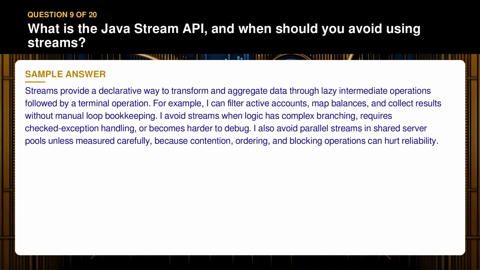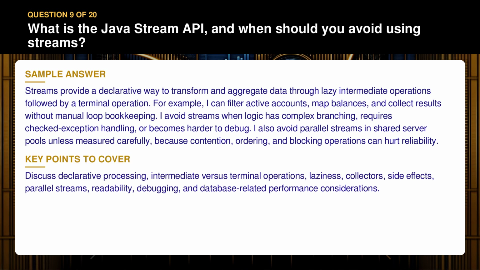I also avoid parallel streams in shared server pools unless measured carefully, because contention, ordering, and blocking operations can hurt reliability. Discuss declarative processing, intermediate versus terminal operations, laziness, collectors, side effects, parallel streams, readability, debugging, and database-related performance considerations.